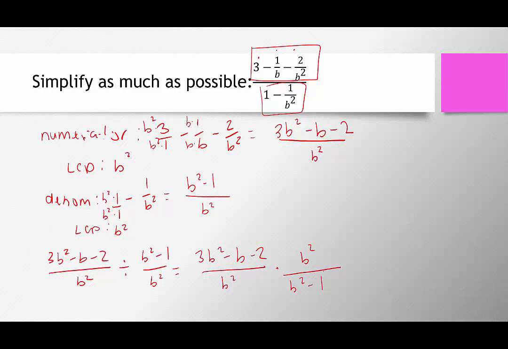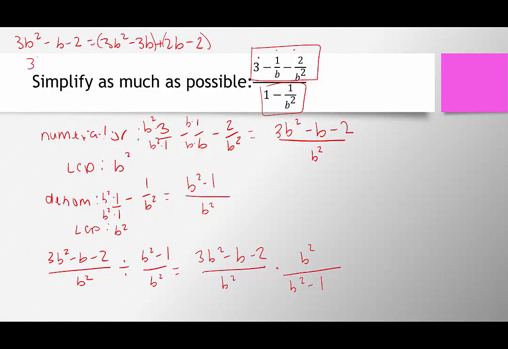Now we want to factor anything that can be factored. 3b squared minus b minus 2. There's a target product of -6 and a target sum of -1. There is a winning combination of -3 and +2. So I need to go off somewhere. I'm going to go up here just to save space over there. So I'm going to rewrite 3b squared minus b minus 2 as 3b squared minus 3b plus 2b minus 2. So just using that winning combination to create 4 terms so that I can do factoring by grouping.